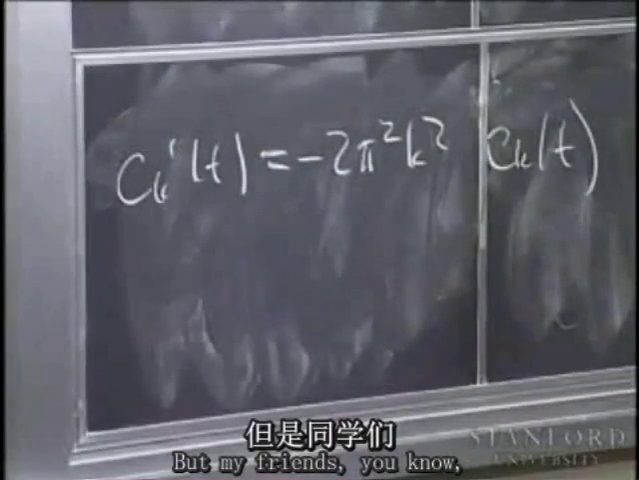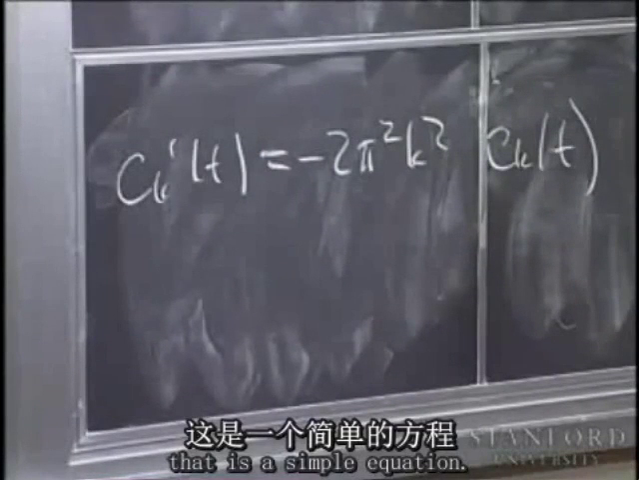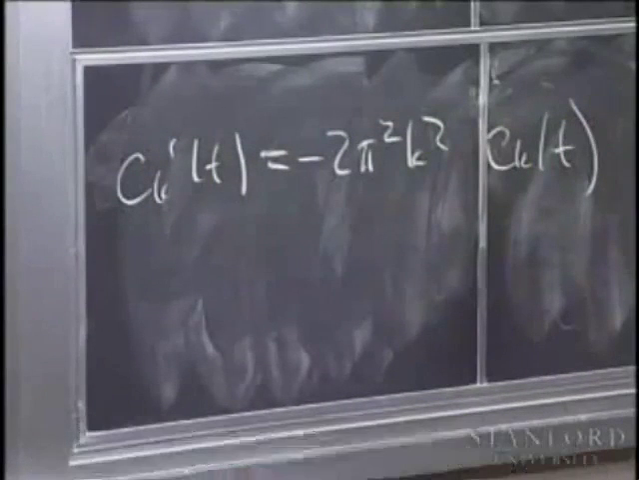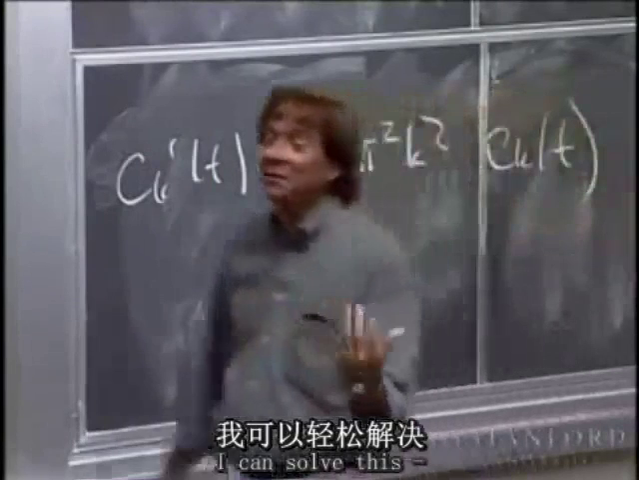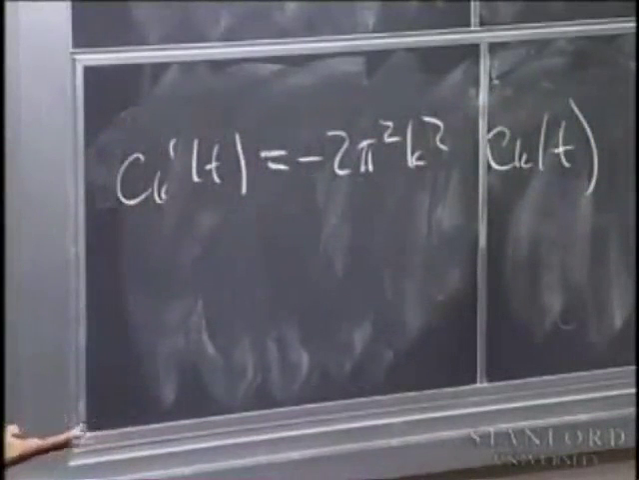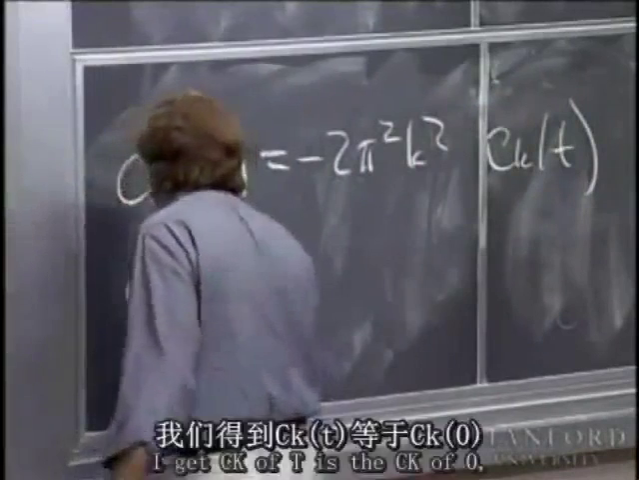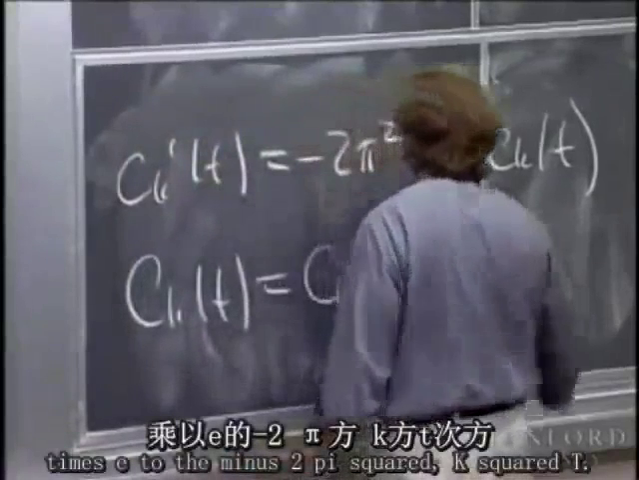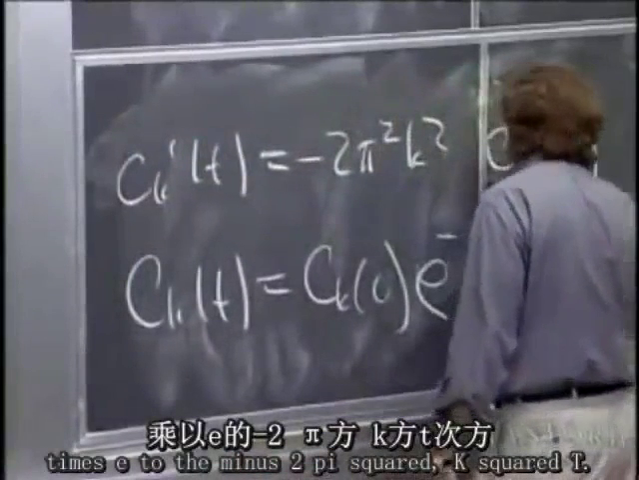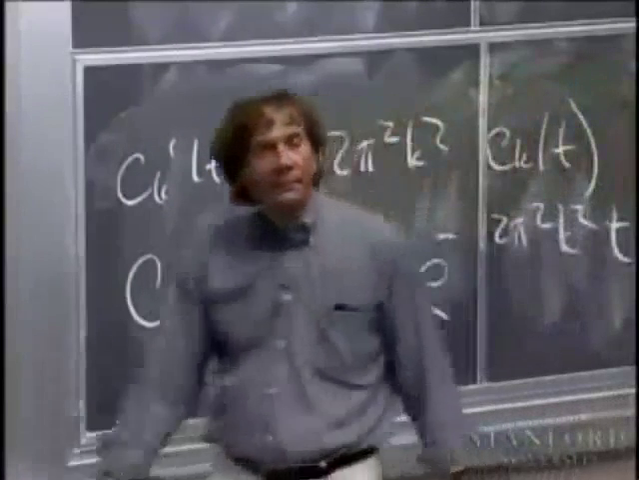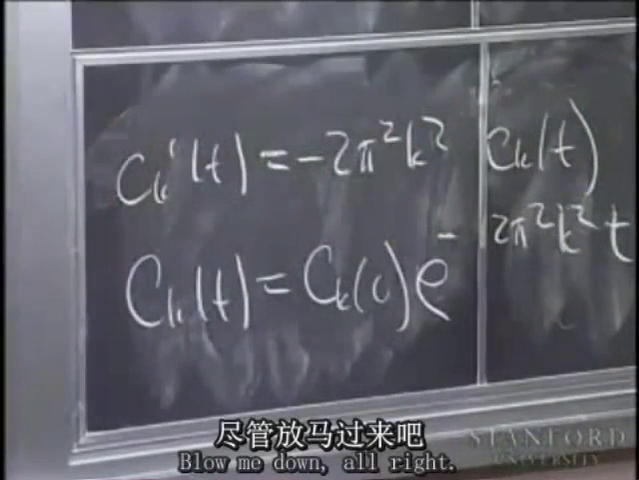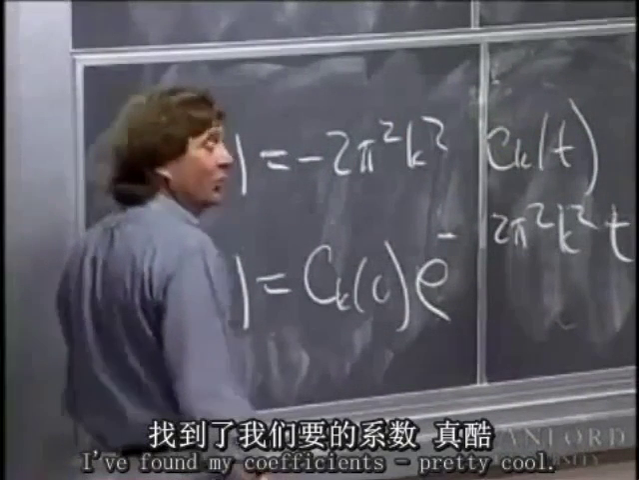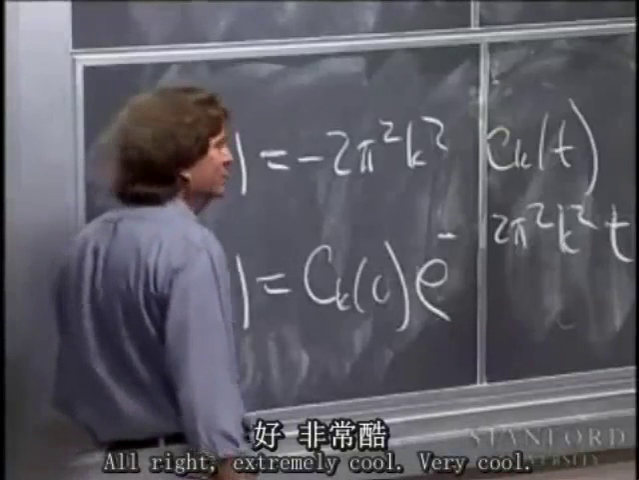But my friends, that is a simple equation. That is an ordinary differential equation for c_k. I can solve this. Pas de problème. I get c_k of t is c_k of 0, the initial condition, times e to the minus 2 pi squared k squared t. Formidable. All right? I've found my coefficients. Pretty cool. Extremely cool. Très cool.